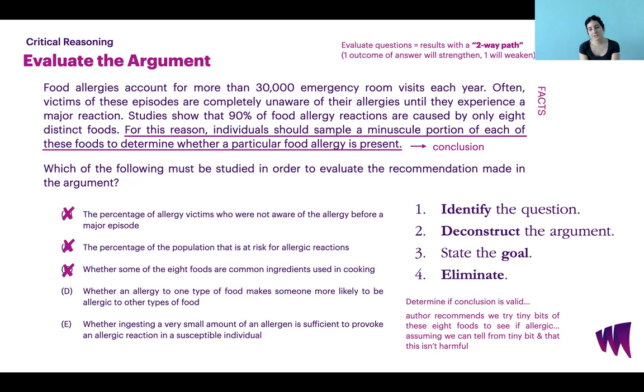Whether an allergy to one type of food makes someone more likely to be allergic to other types of food, this doesn't have the alternate outcomes that we're looking for and doesn't really affect what we want it to affect, so D can go away as well, leaving us with whether ingesting a very small amount of an allergen is sufficient to provoke an allergic reaction in a susceptible individual. In this case, if it's yes, then our recommendation is valid, but if it's no, then the author's plan is no good, meaning that this last one would be our best bet in terms of evaluating the argument.